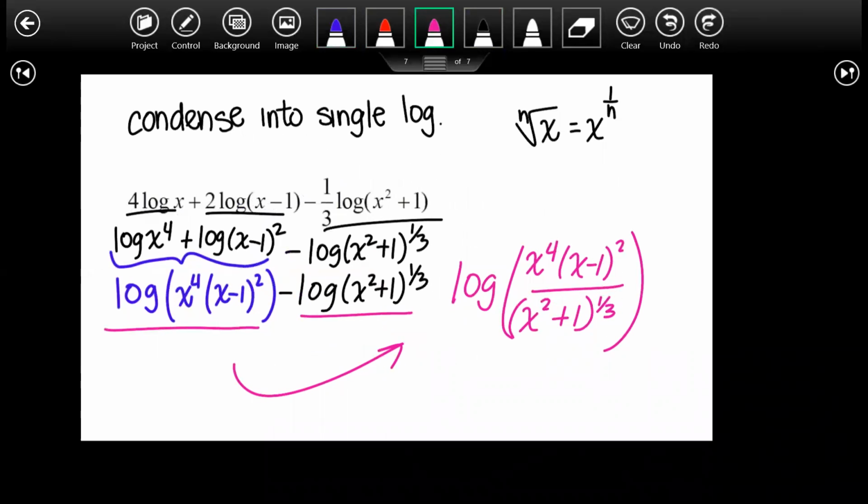With no base number there, what can we always assume it to be? 10. So just remember that.